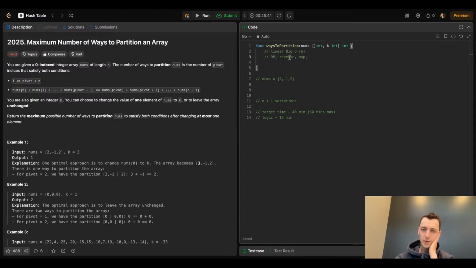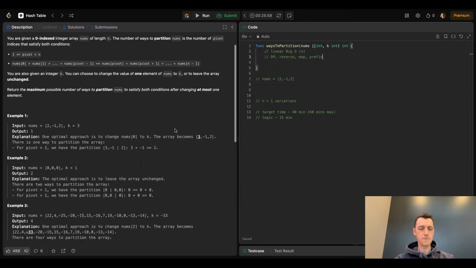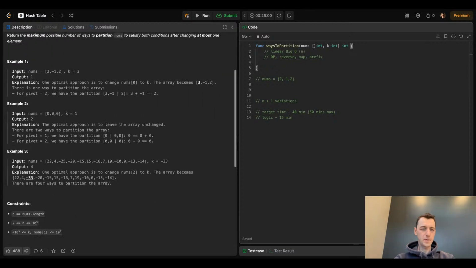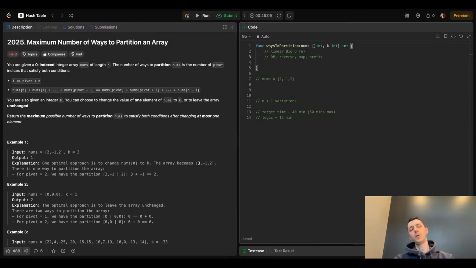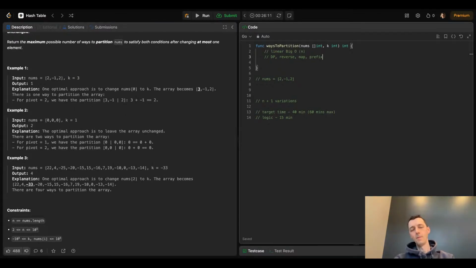Dynamic programming, reverse logic, hash map, and I don't even remember what it was. Prefix, yeah. Okay, let's look at the constraints again. So it could be a negative value. Another way to look at it. Okay.